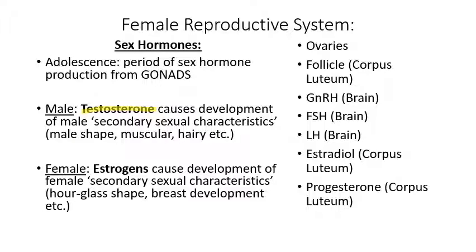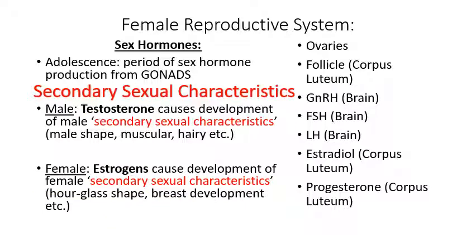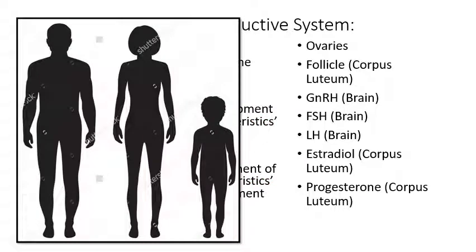In the female body, the estrogens are a class of hormones that lead to the female secondary sexual characteristics, the kind of hourglass figure, development of breasts, lack of body hair as opposed to men developing body hair. So these are examples of secondary sexual characteristics. You notice, of course, that before adolescence, boys and girls have different genitals, different sex organs, but the body shape is basically the same between a boy and a girl until they hit adolescence, and then the body shapes begin to diverge.